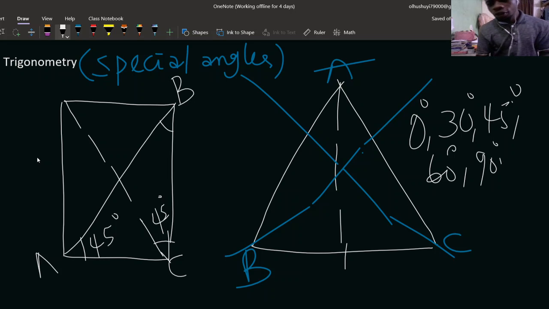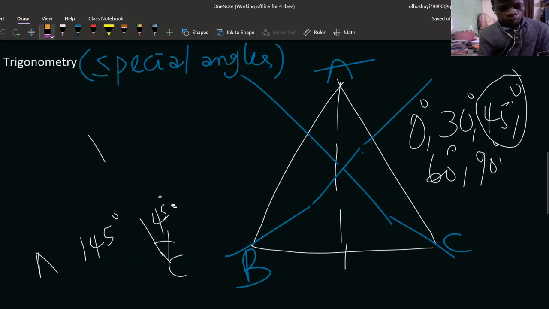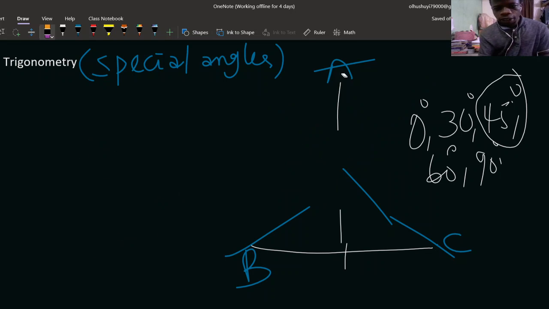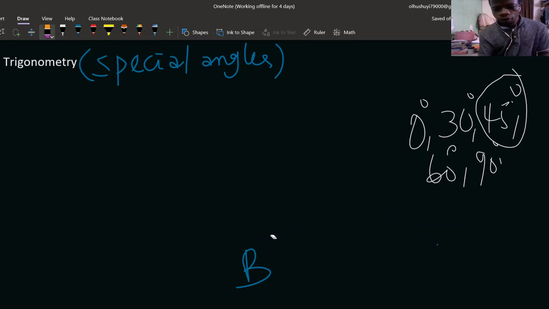So let's consider 45 first. How do we calculate or get the trig ratio of the special angle 45 degrees? I'm going to use a square. Yes, this is a square. Let me wipe this. So if you have this, you have a square.